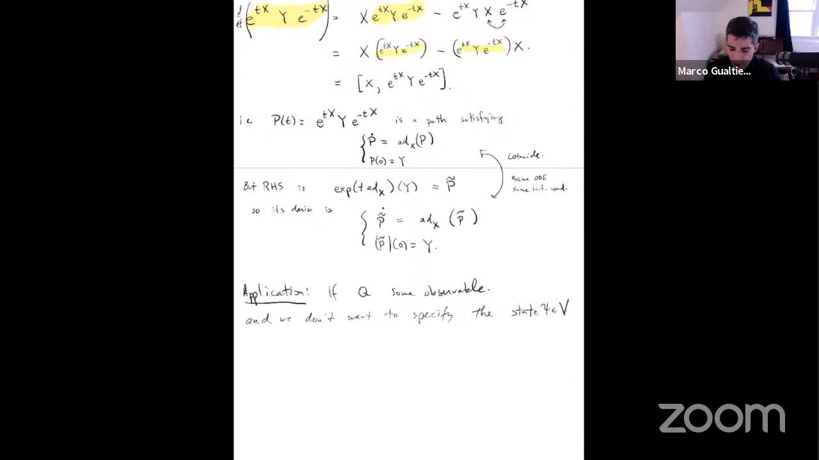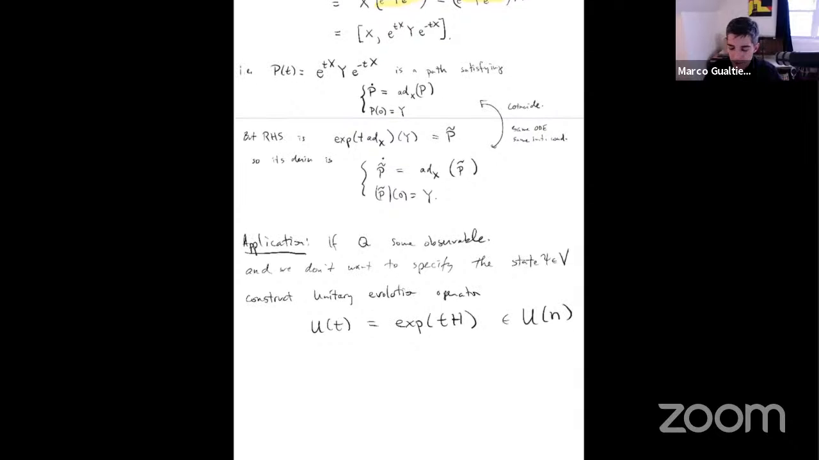take the time flow operator, we construct the unitary evolution operator, U of t, which is just the exponential of t times h. So this is in U(n), some unitary matrix, okay? And by the way, this is called the propagator. Because it propagates your states forward in time, okay?